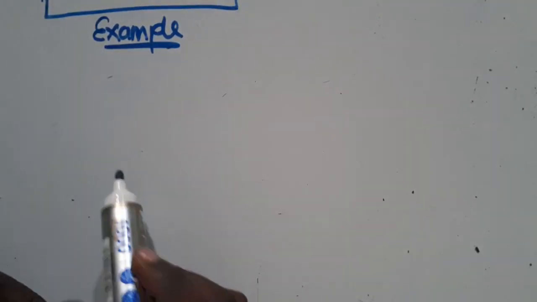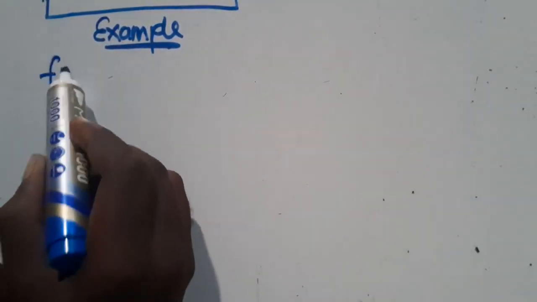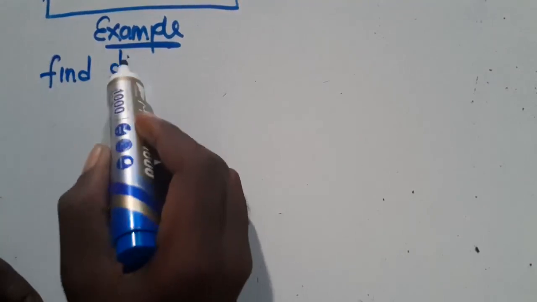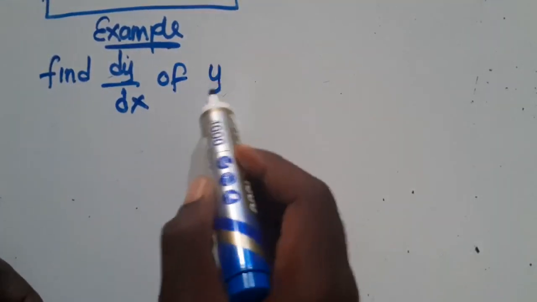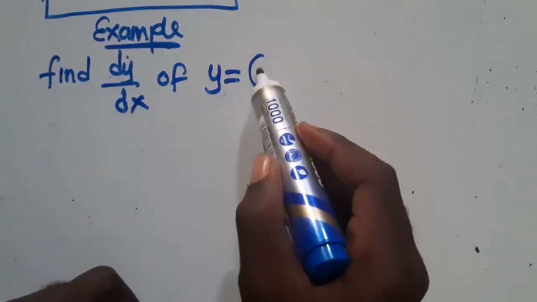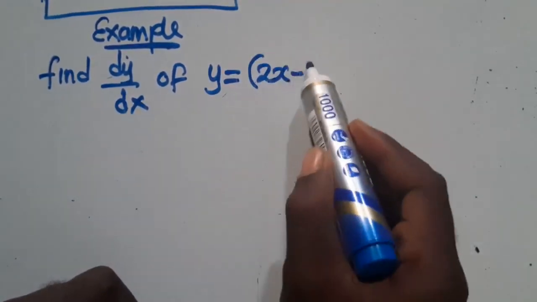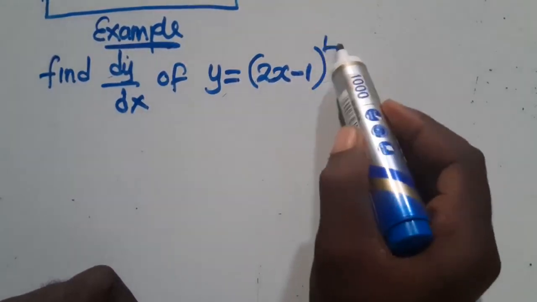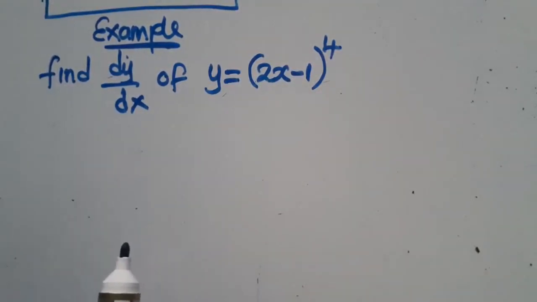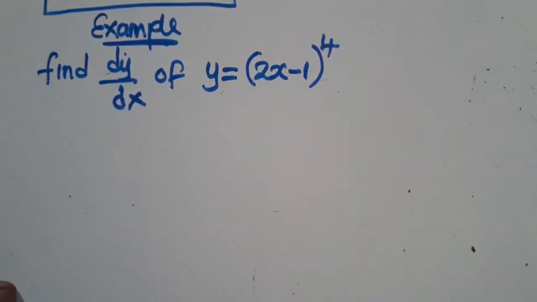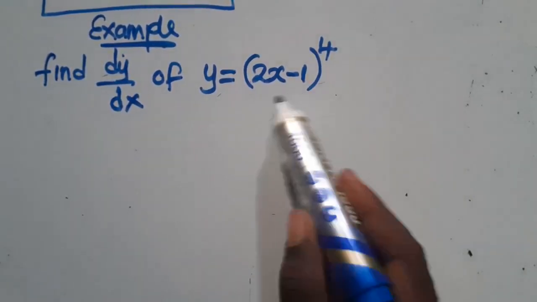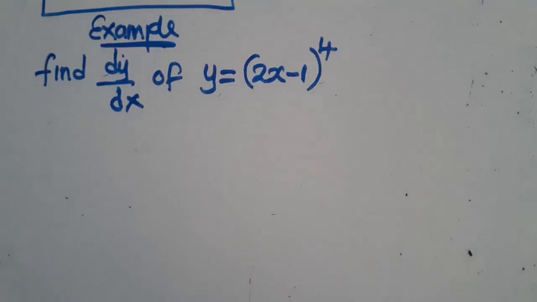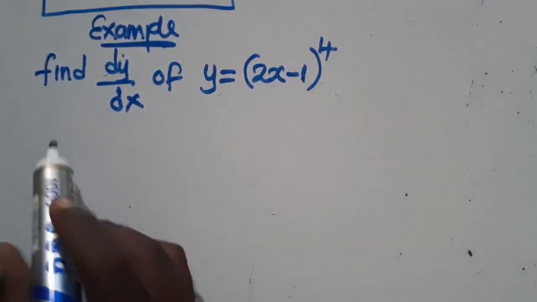The question is saying find dy dx of y is equal to (2x minus 1) to the power 4. This is what you want to find, you want to find dy dx of that. Anything that looks like this, you apply the chain rule.